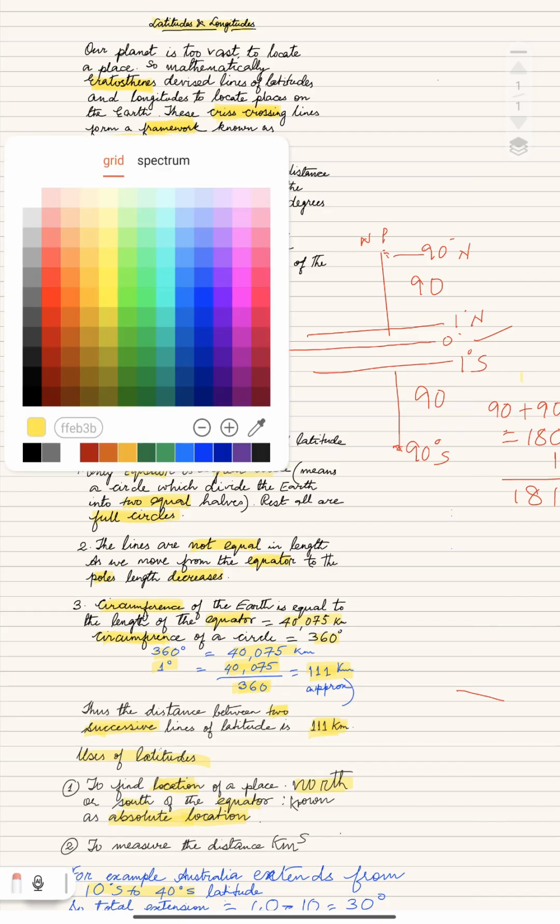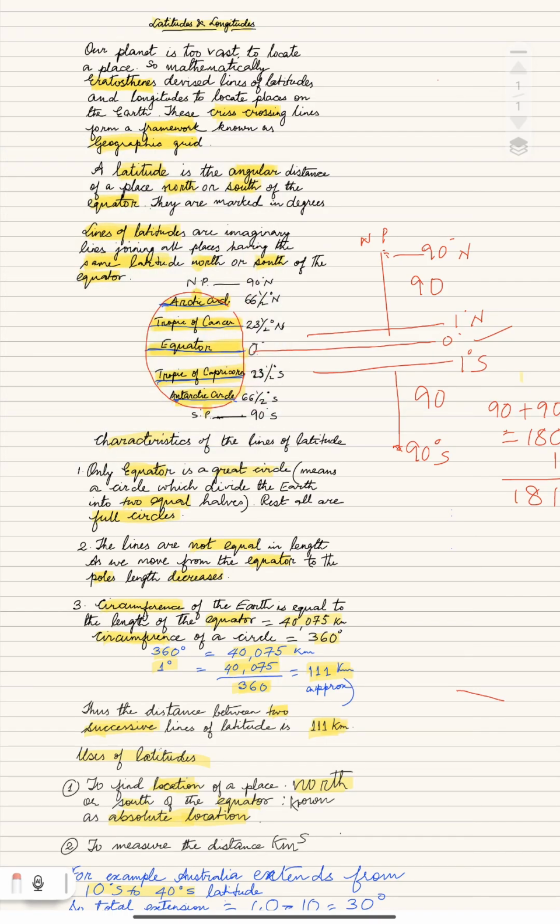Now our planet is too vast to locate a place. So mathematically, Eratosthenes devised lines of latitudes and longitudes to locate places on the earth. These crisscrossing lines form a framework known as geographic grid.